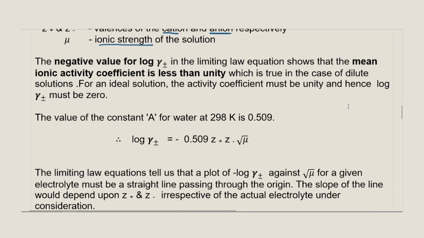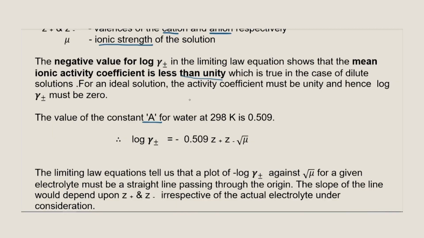So, that is mentioned here, that is negative value of log mean ionic activity coefficient always is less than unity, and this is true in almost all dilute solutions, but there is again deviation when the concentration increases. Now, let us speak about the constant A. I told you constant A is a constant which depends upon nature of the solvent as well as temperature.